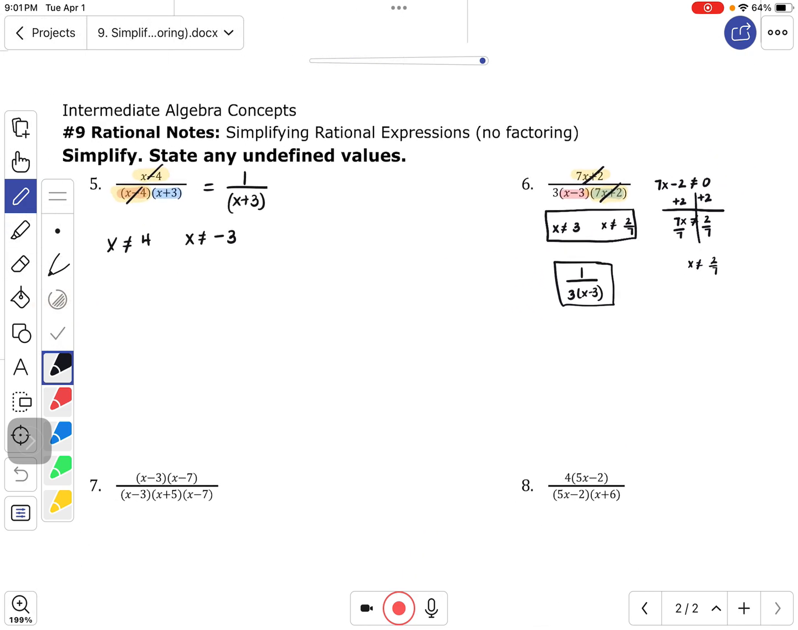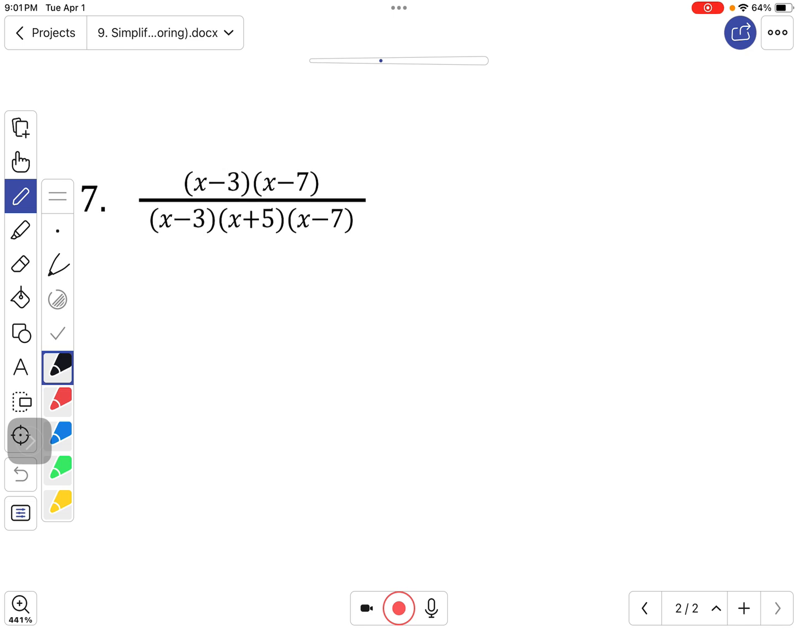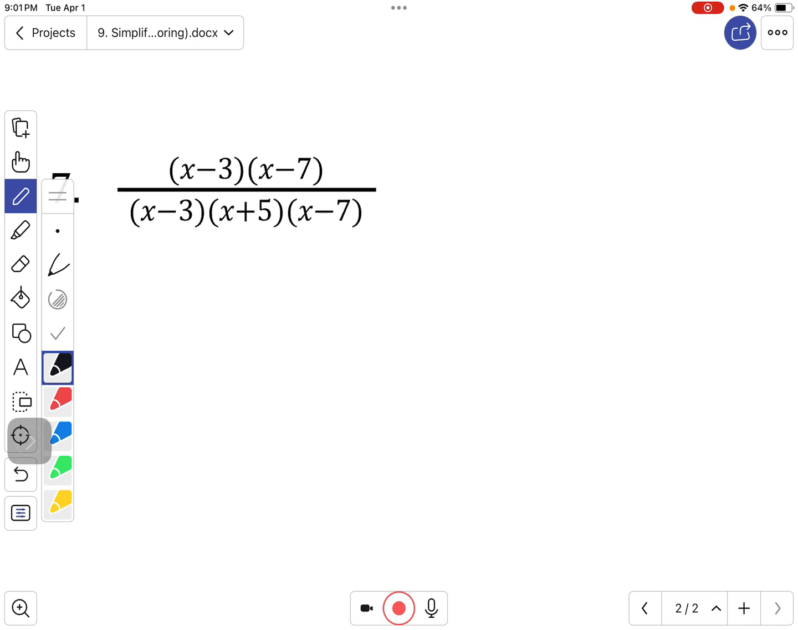Okay, let's look at number 7. This one has 3 pieces on the bottom, so we're going to do our undefineds first. Let's start with our first one. X cannot equal, it's a -3, so now it's going to be a +3. X cannot equal, right now it's a +5, so I'm going to do the opposite, a -5. And then one more, X cannot equal, right now it's a -7, so it will become a +7 if we don't want it to equal 0. Okay, so these are my undefined values.